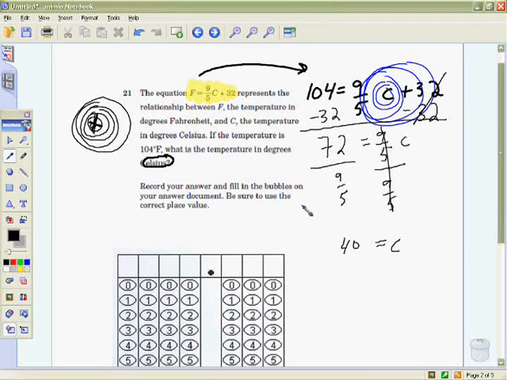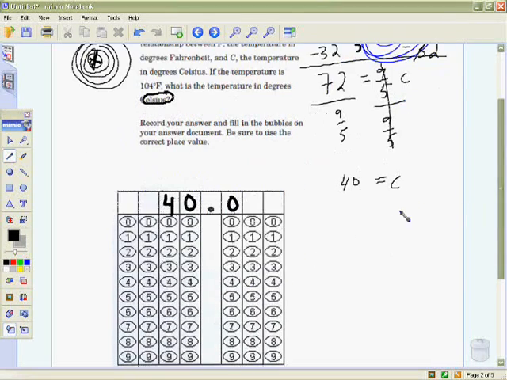And they want us to bubble in our answer. So let's do that. I have 40.0, or I wouldn't even have to necessarily put the 0.0, but I would. Then bubble it in. And there you are.